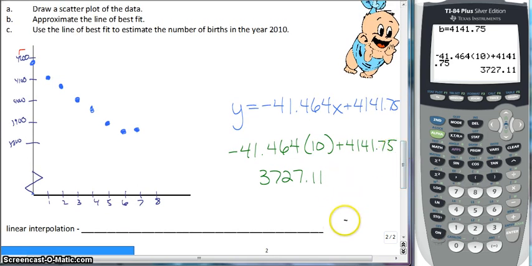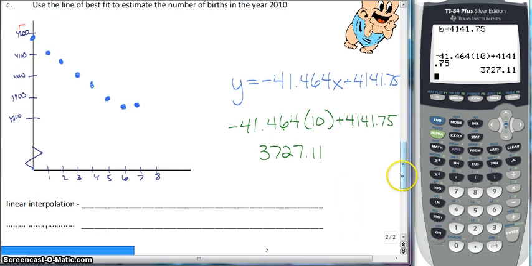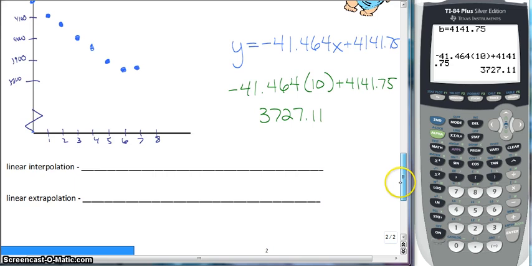So that's how you use your calculator to get a line of best fit and how you would use the information. The very last part of this lesson is linear interpolation and linear extrapolation. Linear interpolation simply says that you predicted inside the domain. Extrapolation means that you predict outside the domain.